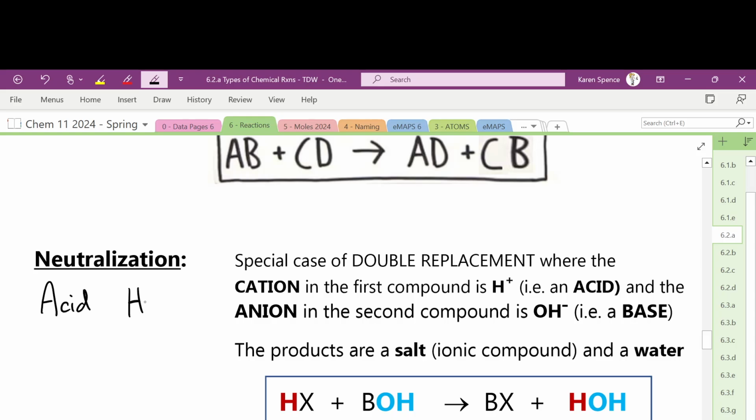Acid has an H at the start. So we have H something. How do you recognize if you have a base?